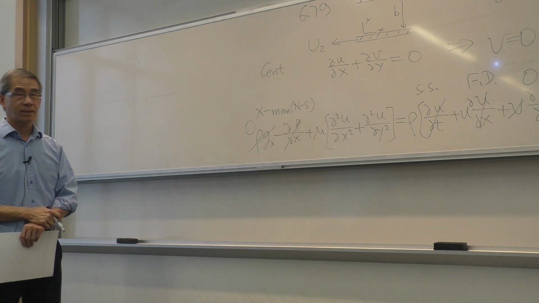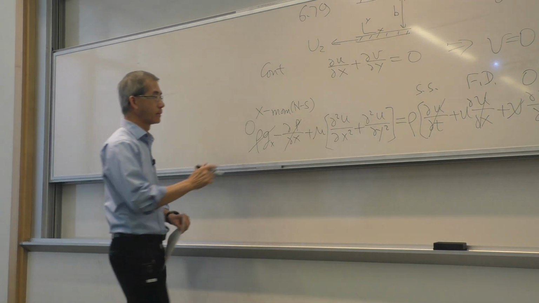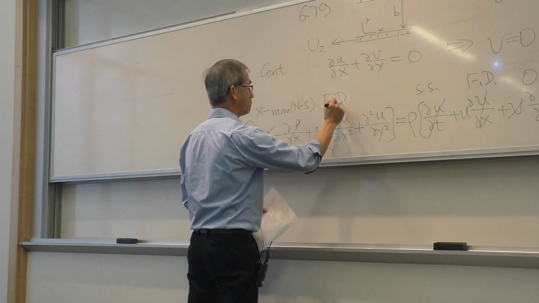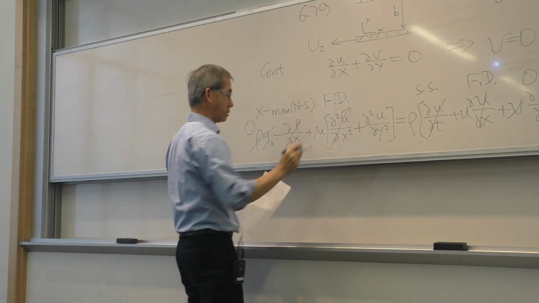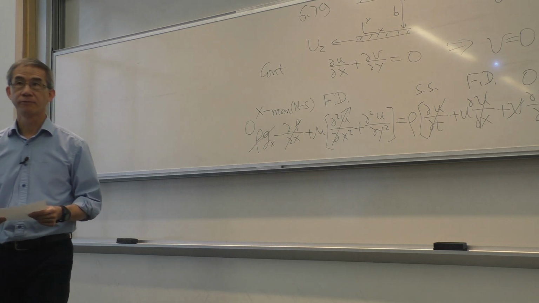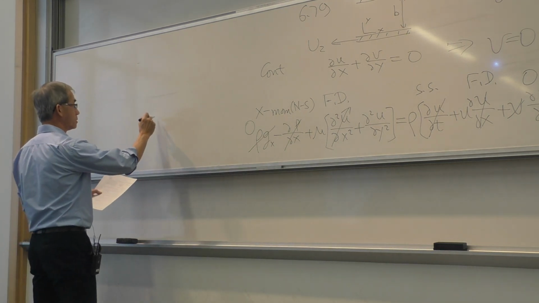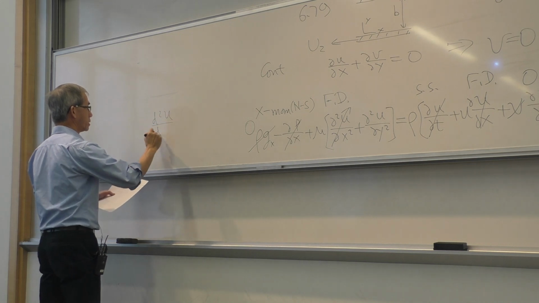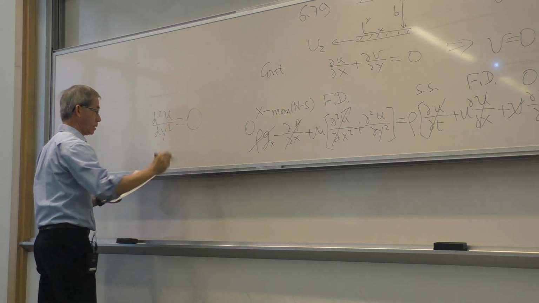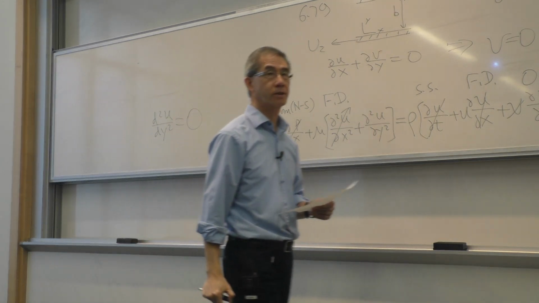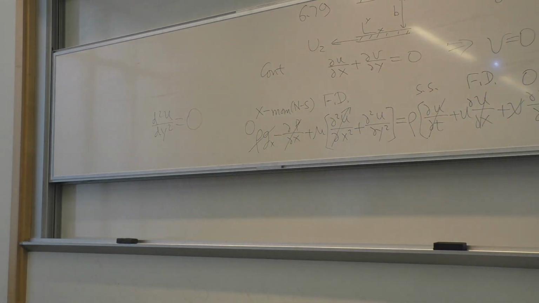The other term that can be dropped, also because of the fully developed assumption, is the term on the left. So what's left behind is a very simple differential equation that you can solve. It's a linear velocity with respect to the distance y, and the two boundary conditions, the lower wall and upper wall, will get you to the answer.